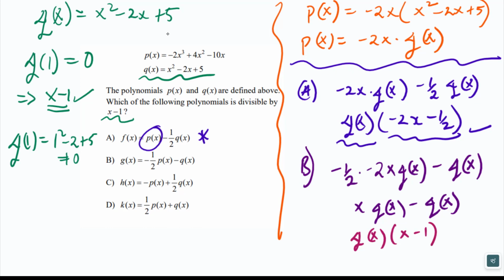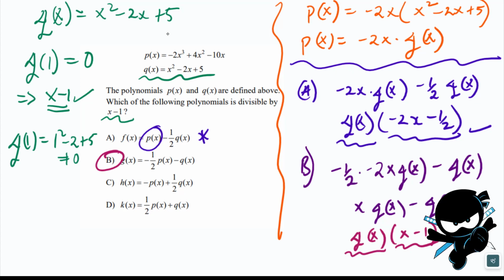Now again, by clear observation, I know that q of x is not divisible by x minus 1, but x minus 1 is divisible by x minus 1. As a result, B is going to be my answer, because I can clearly see that q of x times x minus 1 is divisible by x minus 1. So this is going to be my answer.